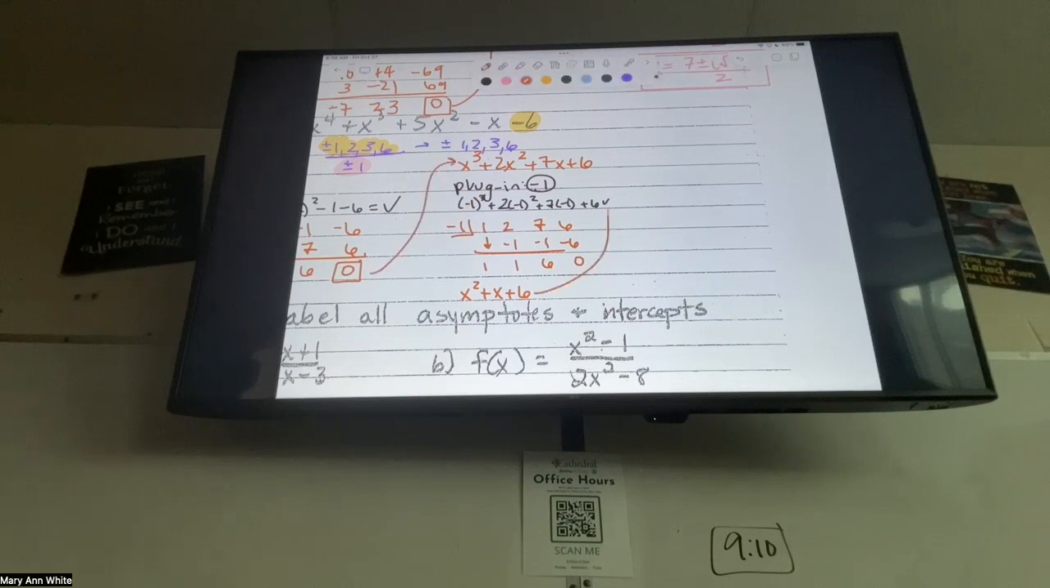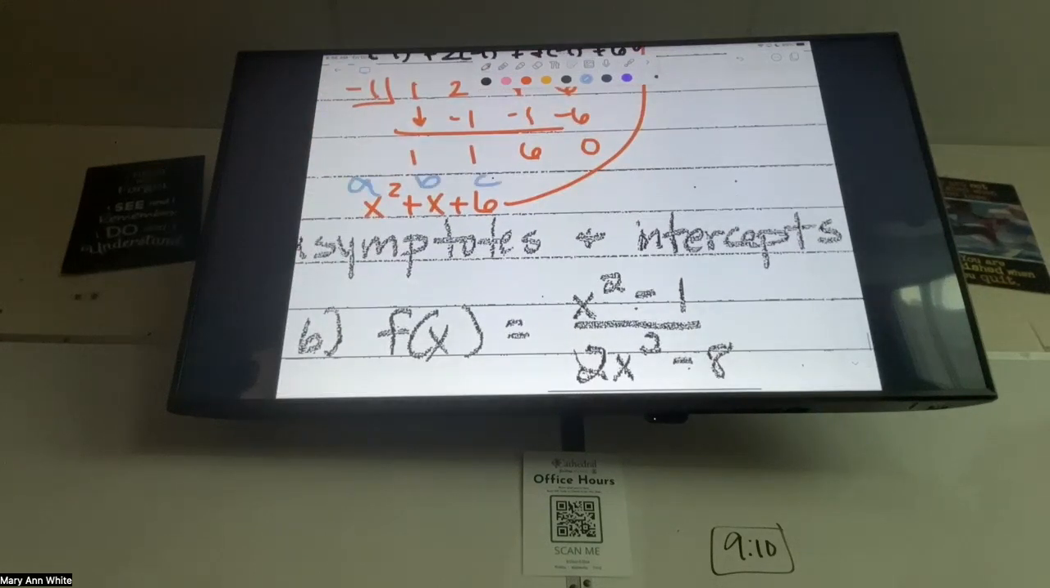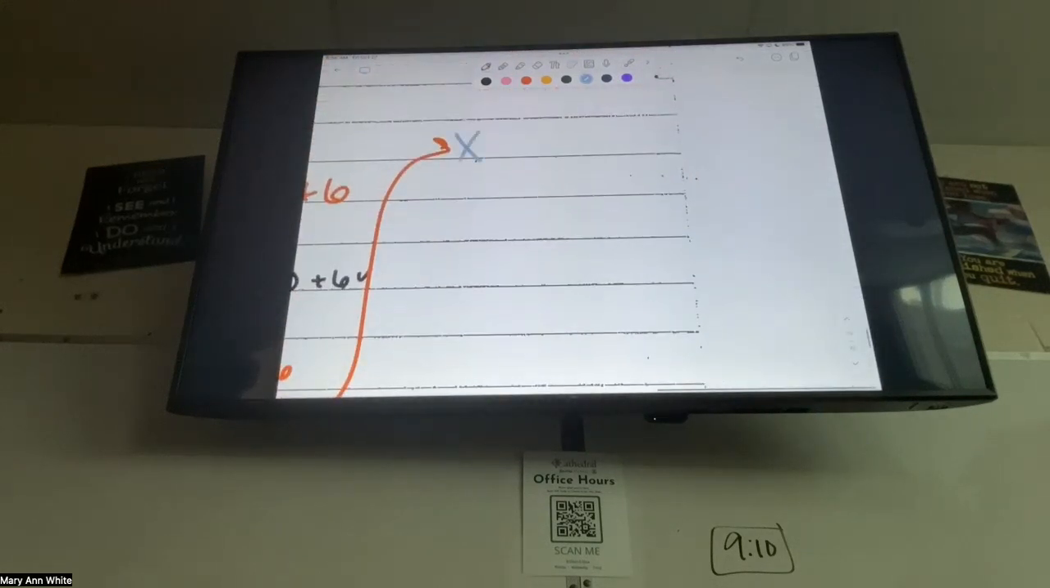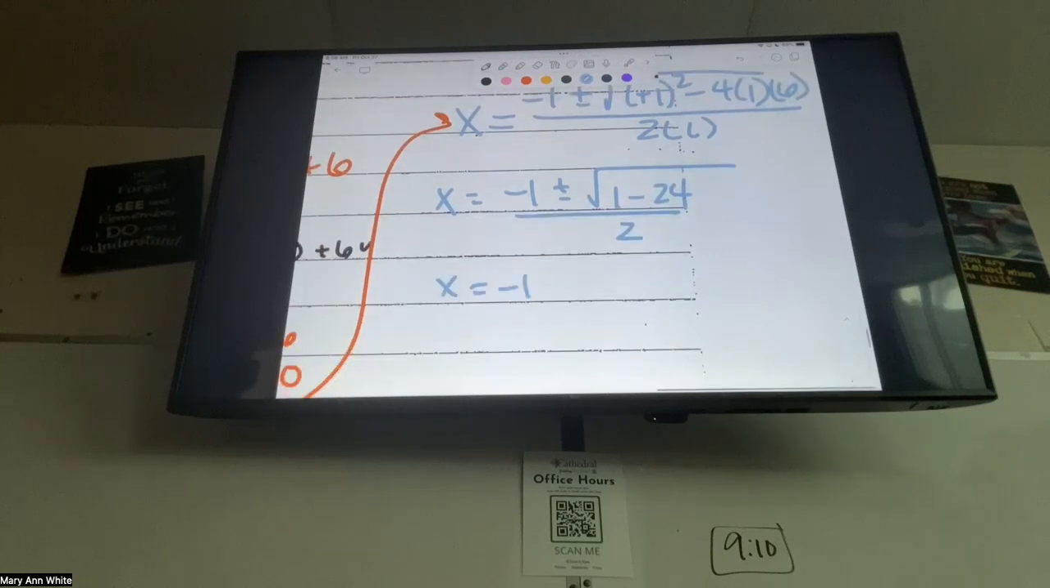So now we're gonna come over here and quadratic formula. My A is 1, my B is 1, my C is 6, okay. -1 plus or minus the square root of 1 squared minus 4 times 1 times 6, all over 2 times 1. -1 plus or minus the square root of 1 minus 24, over 2. -23 over 2.